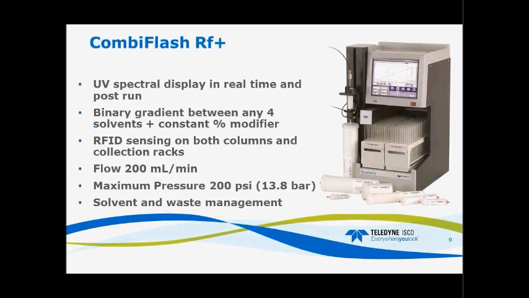The RF Plus, the new introduction as well. The RF Plus has the ability to spectrally display the UV spectra in both real time and post-run. It allows for binary gradients between any two of the four solvents, and a third solvent can be programmed as a constant percent modifier. So if the user wants to run a water acetonitrile gradient with a small percentage of formic acid, the formic acid doesn't have to be mixed into the water and the acetonitrile. It can be added from a third reservoir.